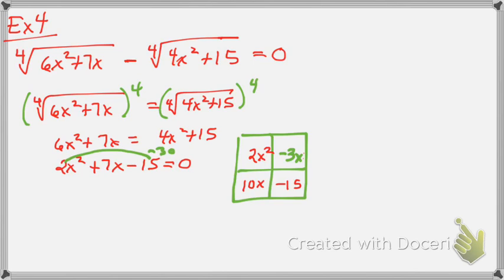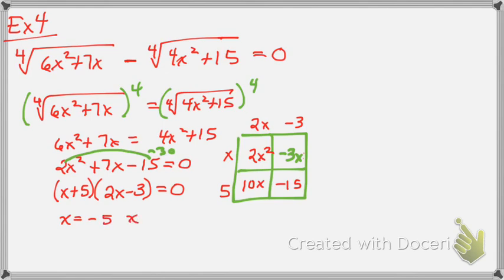Okay, so let's see. Factor out what they have in common. I get a what? X, a 2x, a negative 3, and a 5. Does that make sense? So I get x plus 5 times 2x minus 3 equals 0. So that means x is a negative 5 and x is a 3/2.